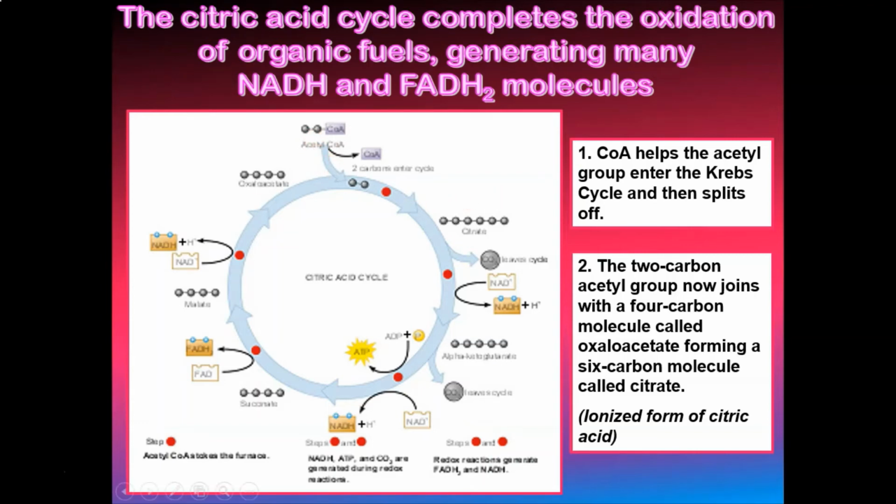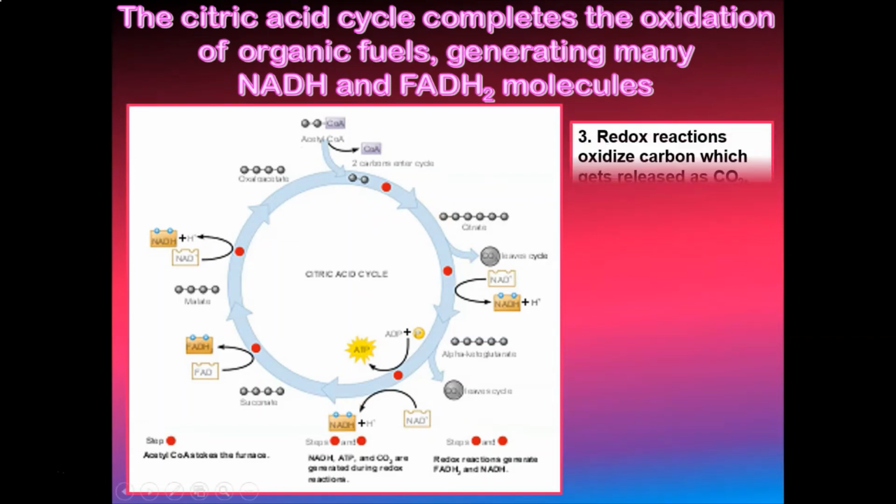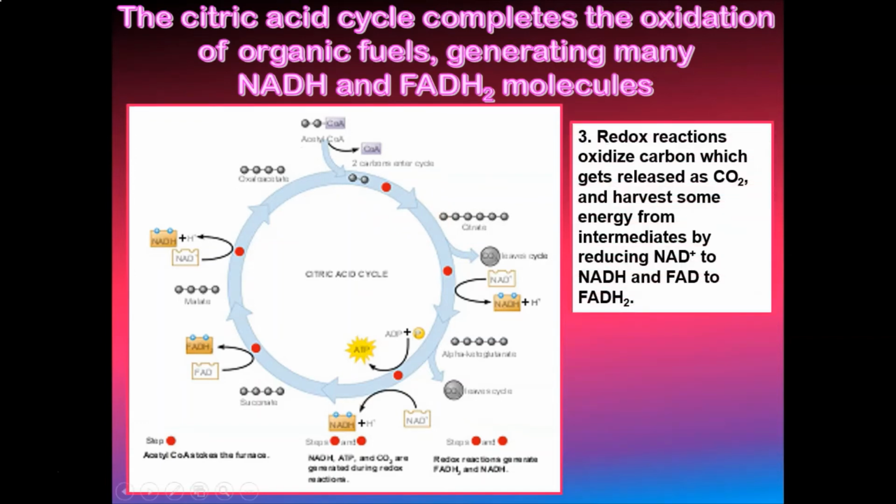And I think you should know that this 4 plus 2 equals this 6-carbon compound called citric acid or citrate. Okay, those are the 3 that I really feel like you should know. And now that you have citrate, we can go ahead and oxidize it. All right, so redox reactions now are going to go through this cycle, and they're just going to go ahead and steal the electrons, right?